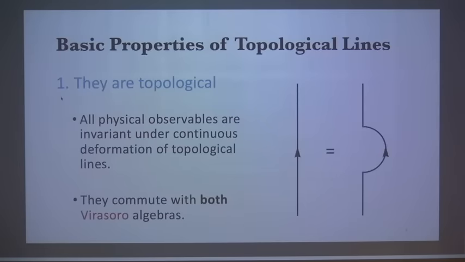So let me start with some basic properties of topological lines. Well, the first property is obvious. They are topological, meaning that all physical observables should be invariant under continuous deformation of the topological line if they don't pass through any local operator. This in particular means that they commute with both the left and the right Virasoro algebra in 2D CFT. This is the most important property of topological line that distinguishes itself from the conformal line or the more general line defect.